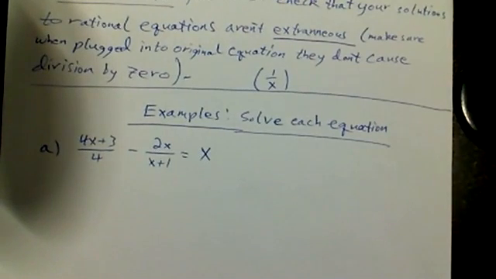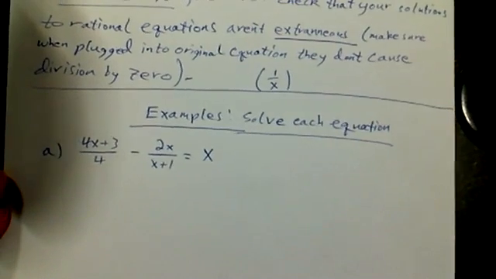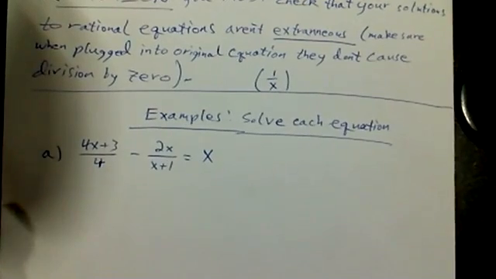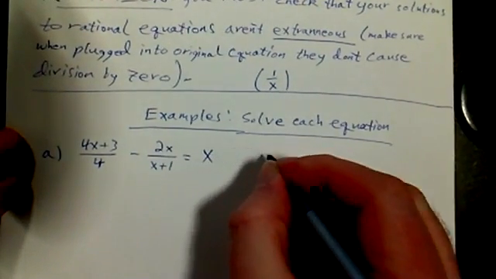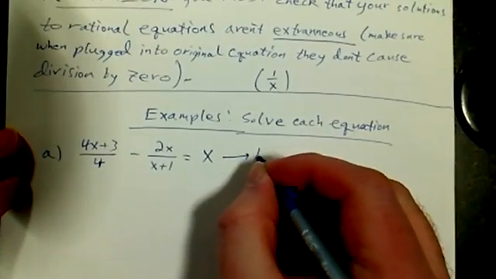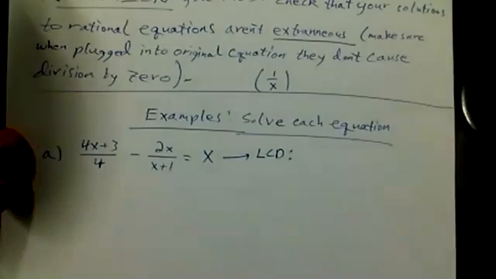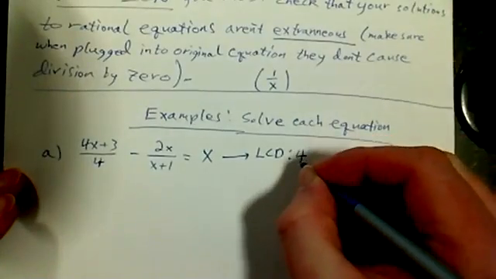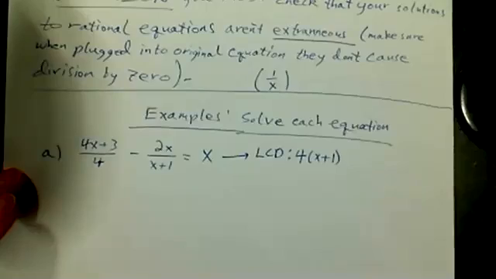So let's start with this first example. We have 4x plus 3 divided by 4 minus 2x over x plus 1 is equal to x. Okay? So the first thing we want to do, probably the easiest way to solve these is to eliminate the fractions. To do that, I need to know what the LCD is, because if I multiply both sides of the equation by the LCD, then I simplify, it will eliminate all my fractions. So hopefully you're familiar with your LCD. In this case, it's 4 times x plus 1.